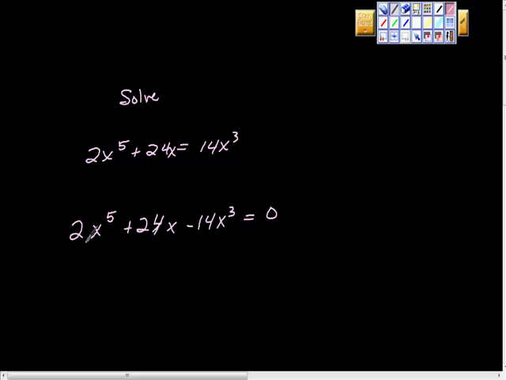Oh, we can factor out the greatest common factor. We can factor out 2x, can't we? So we factor out 2x, and then if you don't mind, I'm going to change the order of this a little bit. This will be x to the fourth minus 7x squared plus 12. Isn't that right? Is equal to 0.